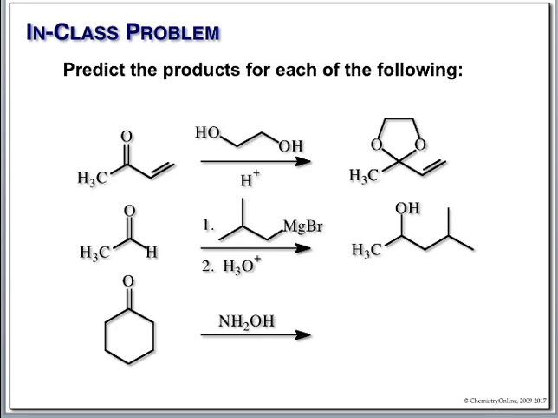This guy, we have hydroxylamine, and we have a ketone. We're simply going to add the nitrogen here, make a carbon-nitrogen double bond, and make the corresponding oxime.